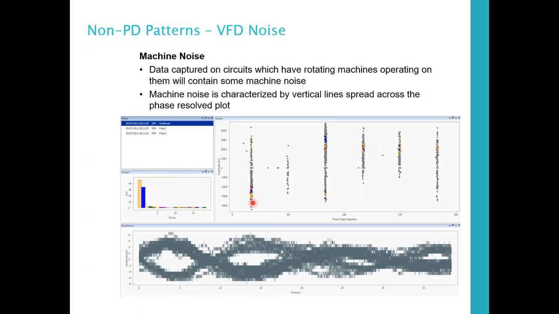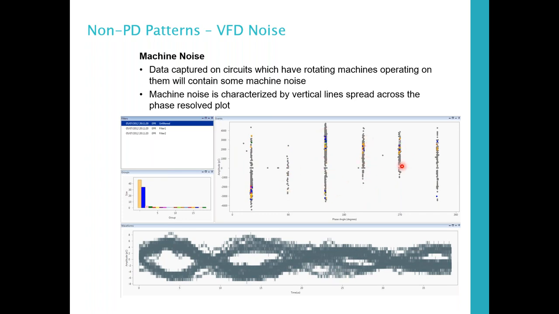You may see something like this, vertical lines. These two are 180 degrees apart. We've got three sets 180 degrees apart. These vertical lines are not that cloud cluster. This is machine noise, so VLF, a motor noise, a three-phase motor. And this is the PD being produced by the motor itself.